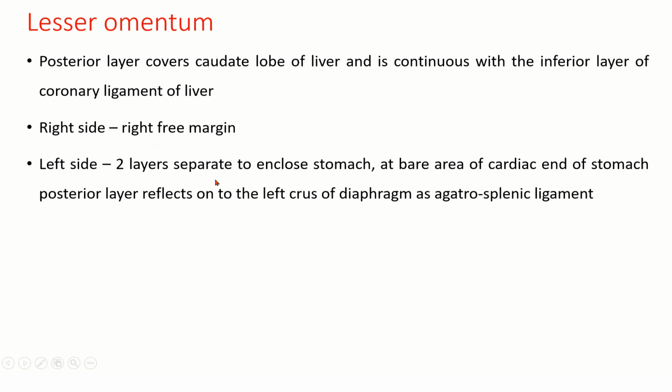On the left side, two layers separate to enclose the stomach at the bare area of the cardiac end of the stomach. The posterior layer reflects onto the left crus of the diaphragm as the gastrosplenic ligament.